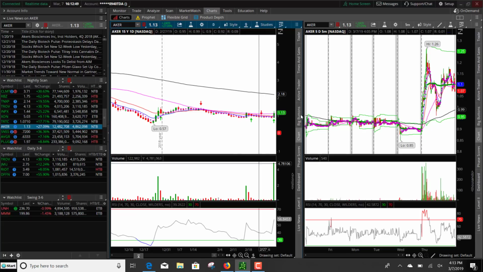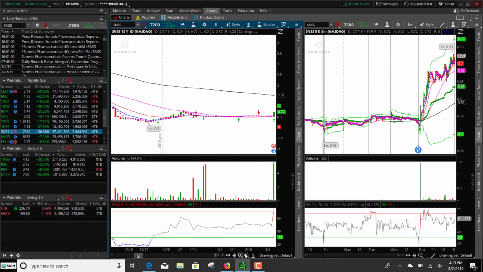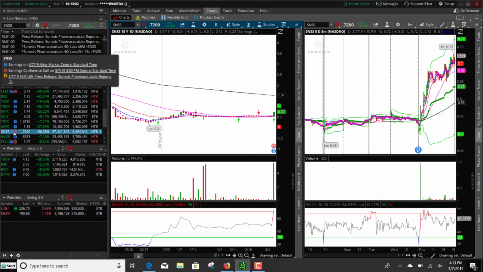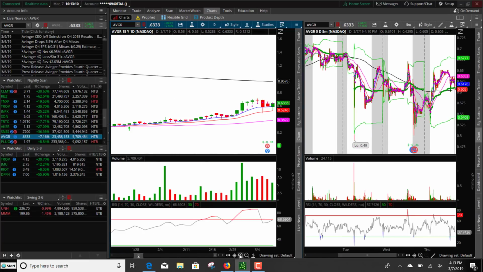AKER. Also not going to put that on. Trading right between the moving averages. SNSS. Okay. So I do like that it moved up, held its highs on the day. Has earnings today, though, so I'm not going to put that on. I don't ever play earnings. AVGR. It's trading sideways, so I wouldn't put that on.